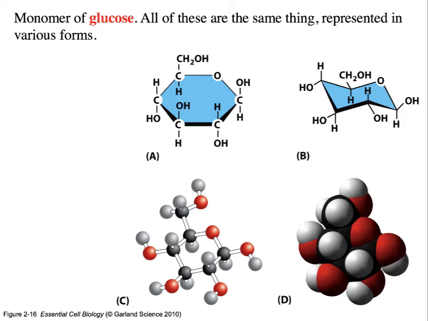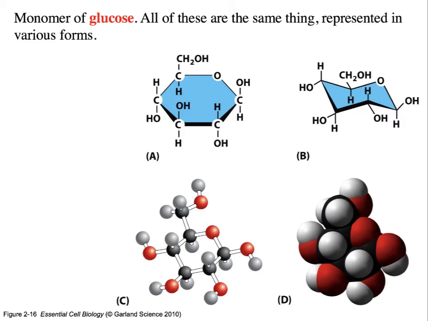Monosaccharide means just one ringed sugar. All four of these are the same exact molecule, represented in different ways. Glucose is made up of 6 carbon atoms, 1, 2, 3, 4, 5, and 6, plus 6 oxygens, 1, 2, 3, 4, 5, 6, and 12 hydrogens. So the chemical formula for glucose is C6H12O6.